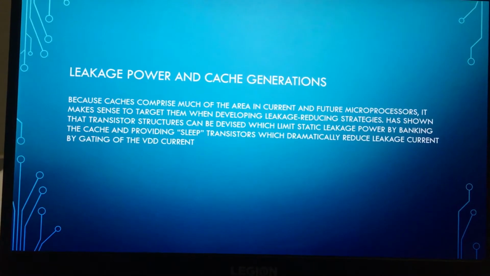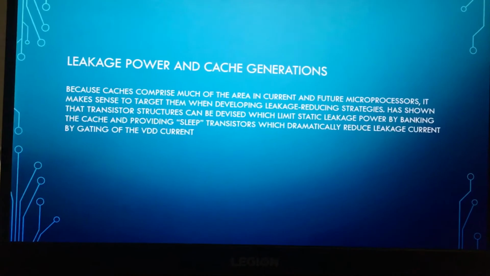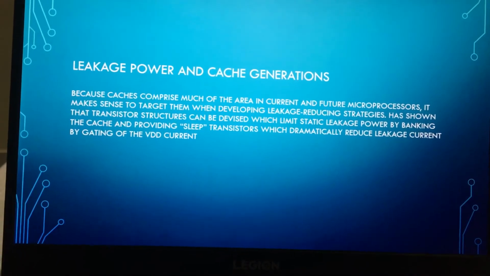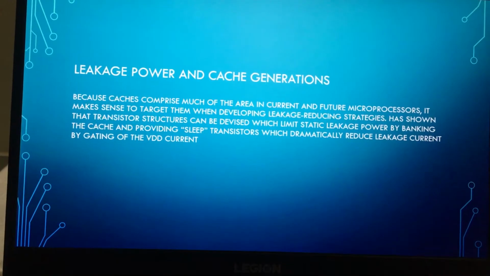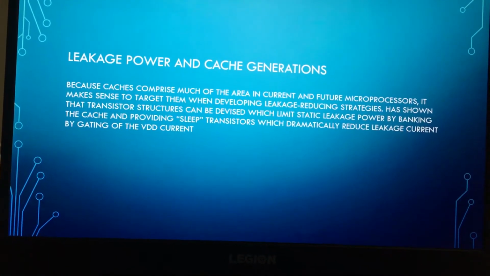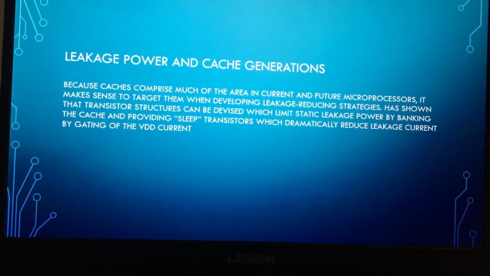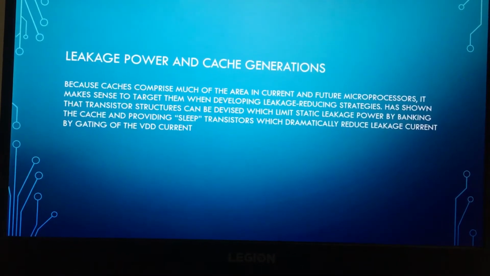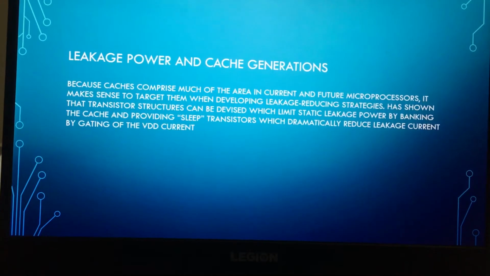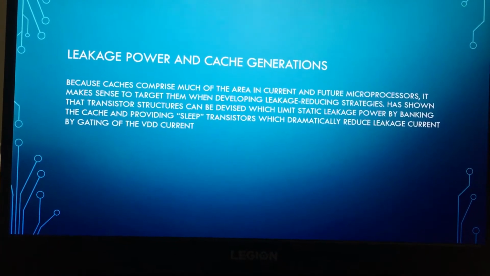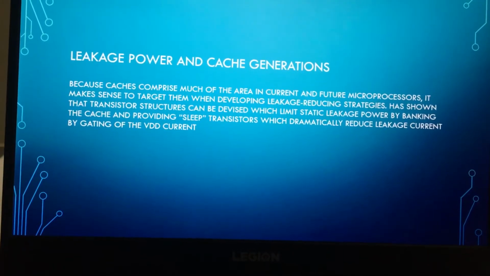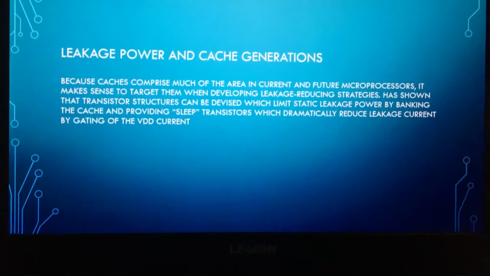Leakage power and cache generations. Because caches comprise much of the area in current and future microprocessors, it makes sense to target them when developing leakage reducing strategies. Prior work has shown that transistor structures can be devised which limit static leakage power by banking the cache and providing sleep transistors, which dramatically reduce leakage current by gating off the VDD current.